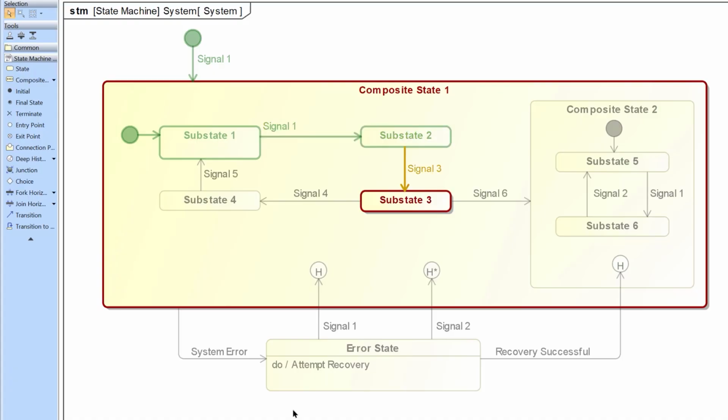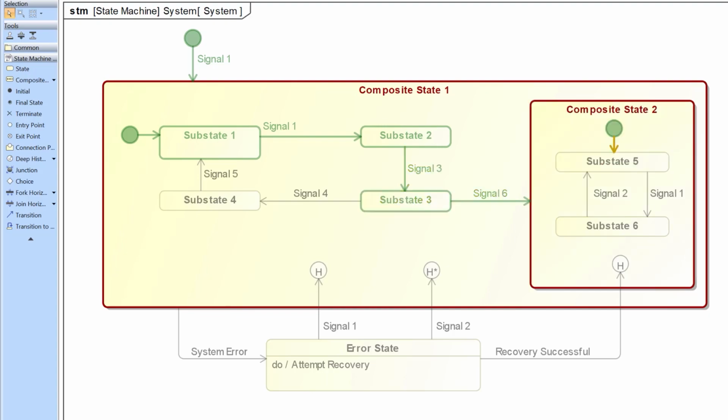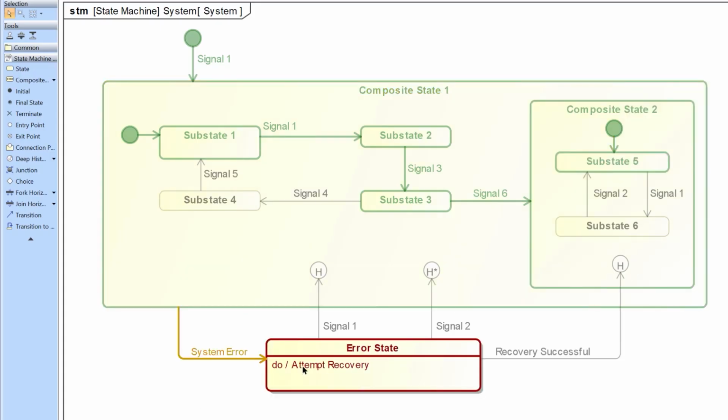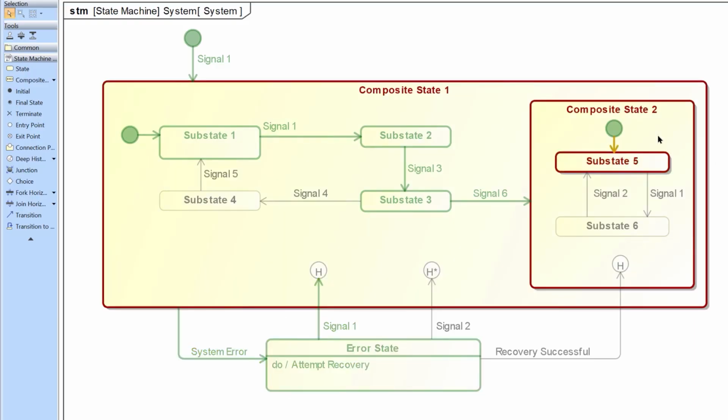So let's go ahead and move down here to substate 3, and then we'll go all the way into composite state 2 by sending signal 6. Notice when it enters composite state 2, it immediately goes to substate 5. If I were to exit this state now by causing a system error, and then if we go back to our shallow history, what you'll notice is it should go back up here to composite state 2. And whenever it enters composite state 2, it goes into this substate 5 initially.